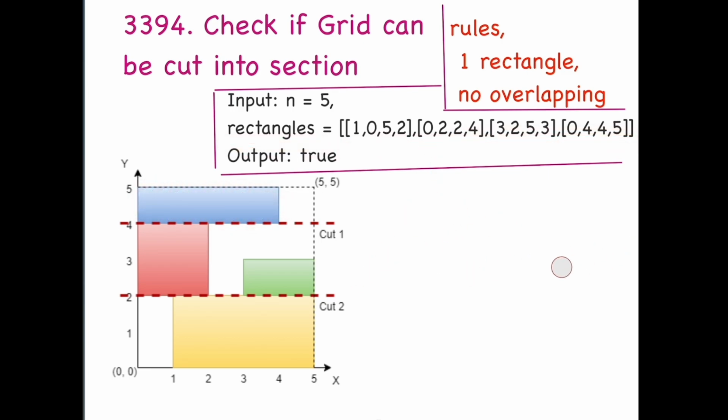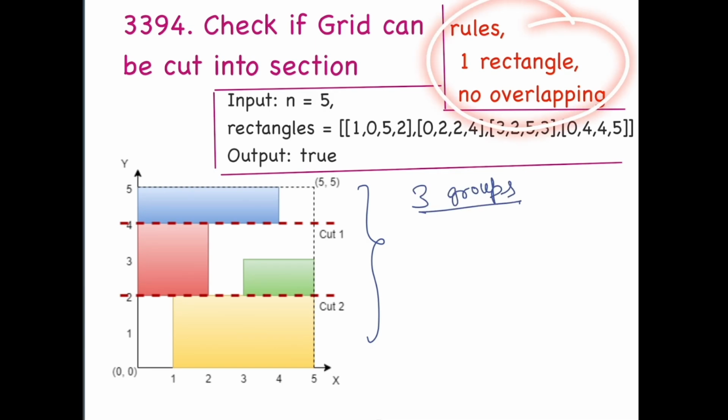Now let us see what the output is. The output is a boolean. That's the first thing. It can be either true or false. And when can it be true? Let us understand this. What we need to do in this particular problem is cut our grid into three parts, and the cutting will be done following particular rules. There are certain rules and we need to follow those rules.